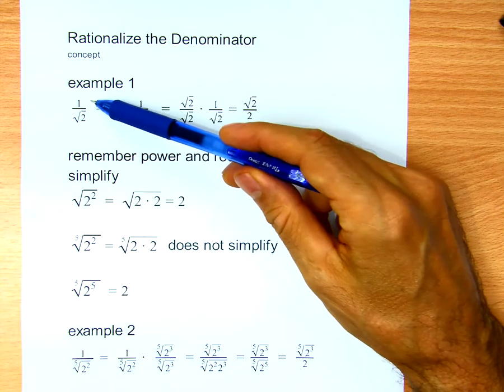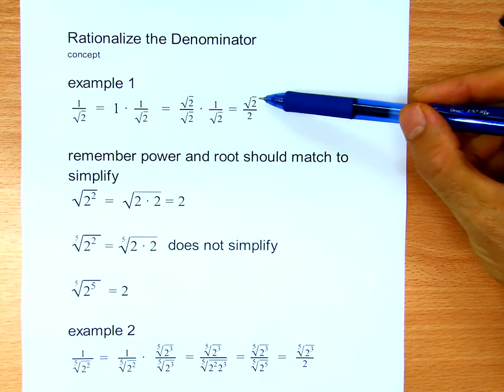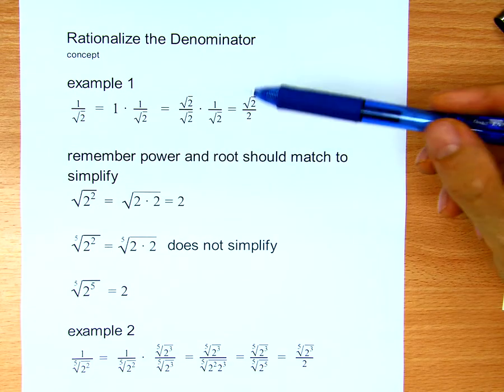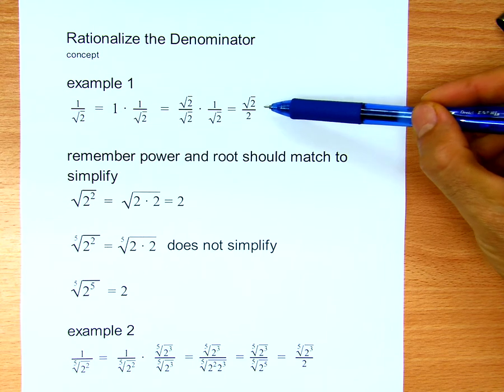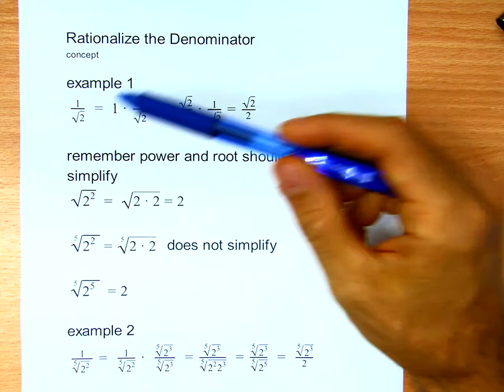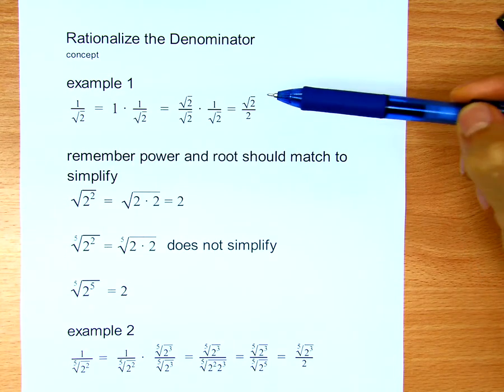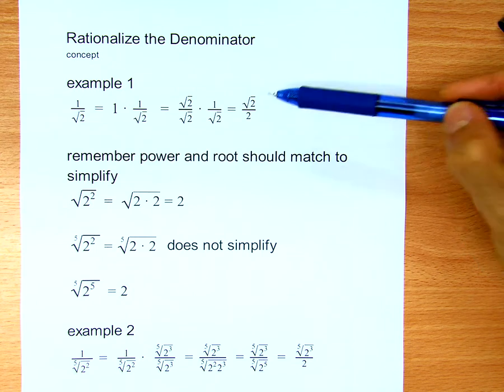So the number 1 over root 2 is equivalent in value to the number root 2 over 2. They are actually the same number. However, this is the standard way that we will write the number. When there is an irrational number on the bottom, we will want to try to make that become a rational number. This is the standard way of writing this value.